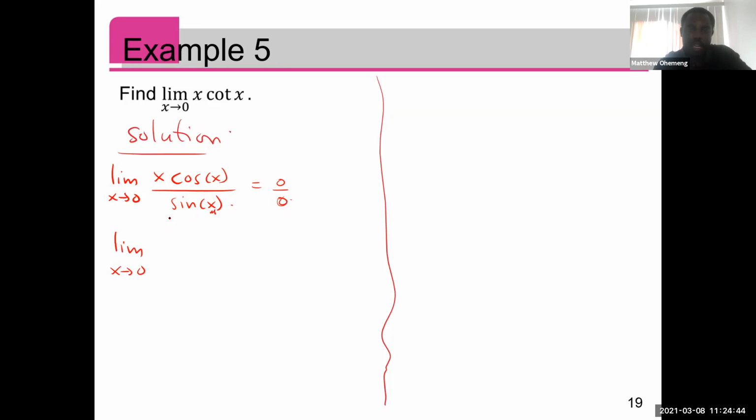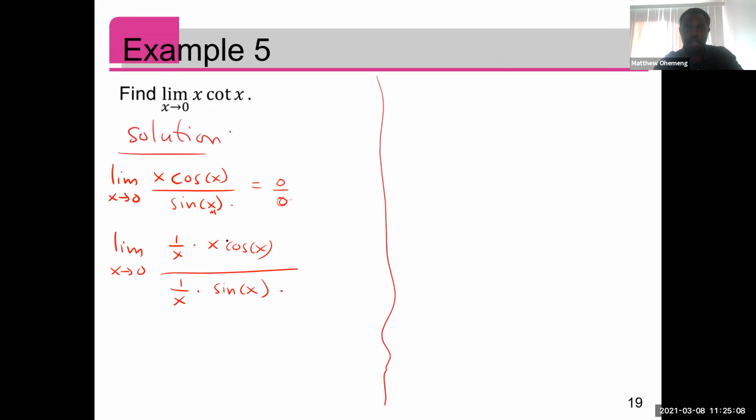One way I can do that is just multiply the numerator and then the denominator by the same 1 over x. I've not changed anything because the 1 over x can cancel out and I'll get cosine of x over sine of x. So no harm done.